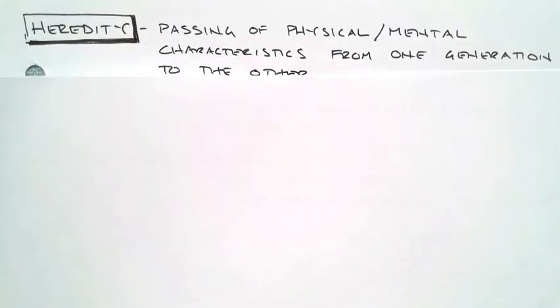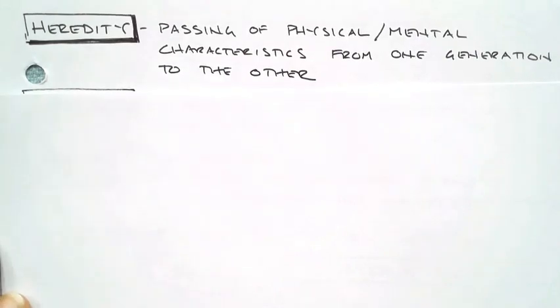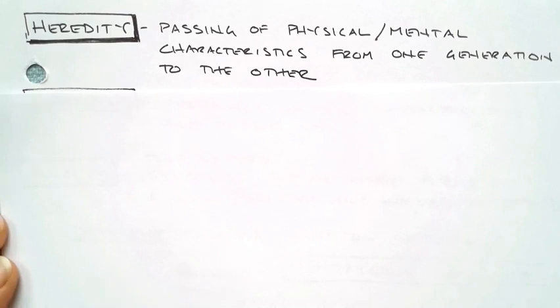The first thing I wanted to talk about is basically the definition of heredity. Heredity means the passing of physical, mental, or behavioral characteristics from one generation to the other. This is why people might say to you, oh, you remind me of your Uncle Ned, or you have your mother's eyes. It's because you have characteristics that are passed down from one generation to the next.